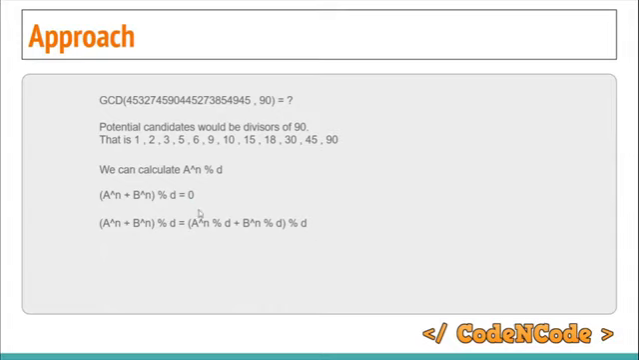So to calculate this expression, all we have to calculate is a raised to power n modulo d plus b raised to power n modulo d, and then take their modulo finally. If this expression comes out to be 0, that means d divides a raised to power n plus b raised to power n as well. So we would find the maximum d which leaves 0 remainder, and d is actually one of the potential candidates.